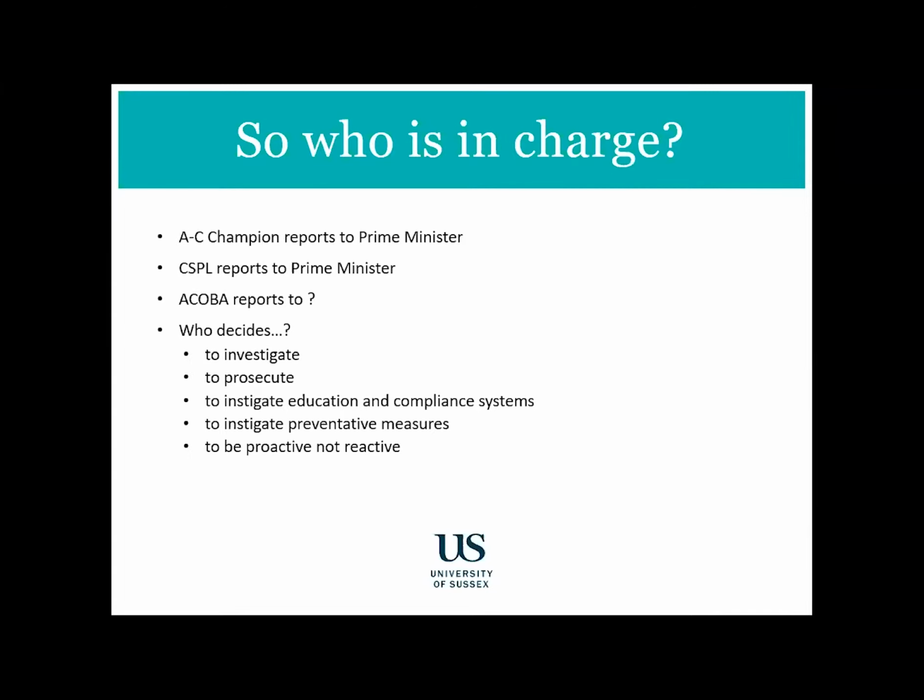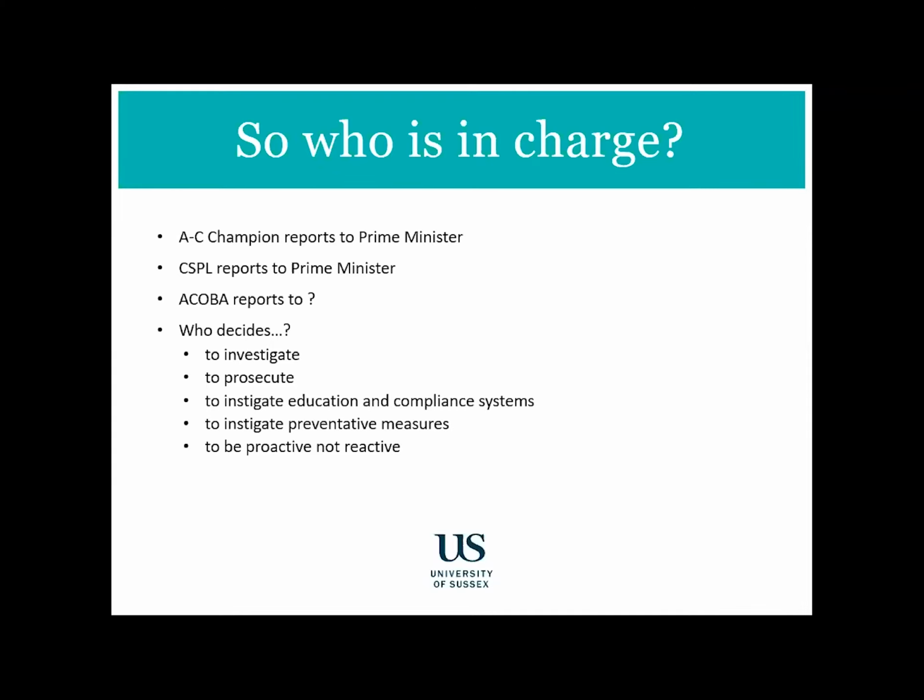So who's actually in charge of all this? Well, that's an interesting question. The anti-corruption champion, as we've seen, reports to the Prime Minister. The Committee on Standards in Public Life, CSPL, also reports to the Prime Minister. The Advisory Committee on Business Appointments, ACOBA, I'm not quite sure who that reports to. It's a non-departmental body of the Cabinet Office, so maybe it reports to Michael Gove.